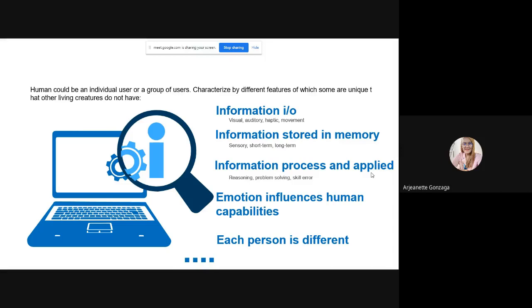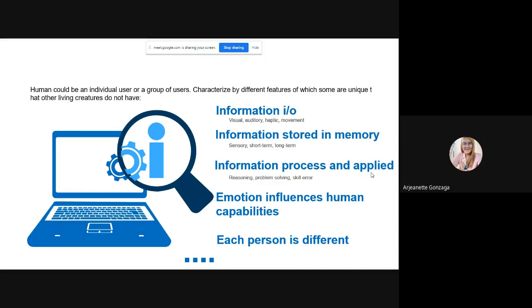We have the sensory, the short-term, and the long-term memory. Give an example of short-term and long-term memory. Is a USB flash drive short-term or long-term memory? Long-term po. Yes, very good. CD drive. Yan yung mga example ng long-term memory.